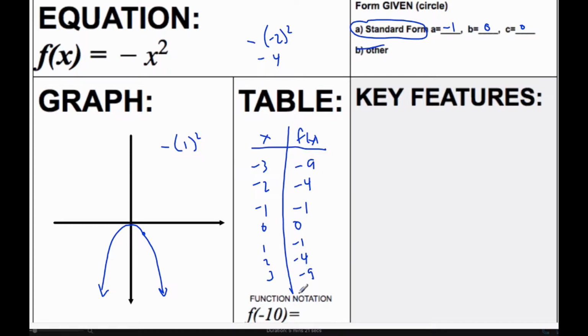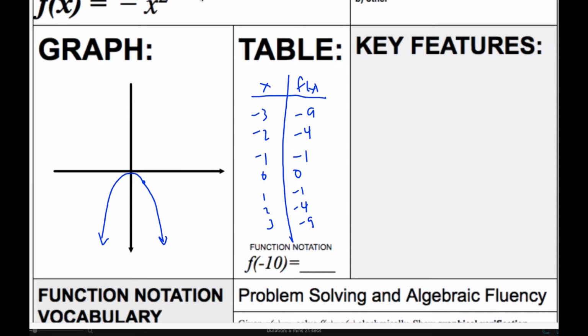If you're not sure about these calculations, please try them yourself by plugging them in here. Okay? And so then I also get f at negative 10. If I'm going to do f at negative 10, remember, this is the x value. So for my function, negative 10 squared is 100, times a negative makes it negative 100. So f at negative 10 is negative 100.